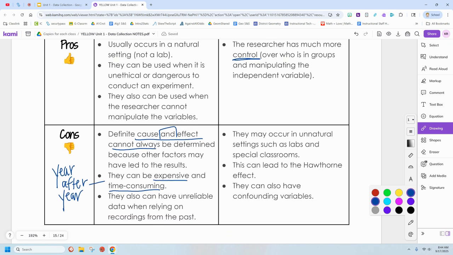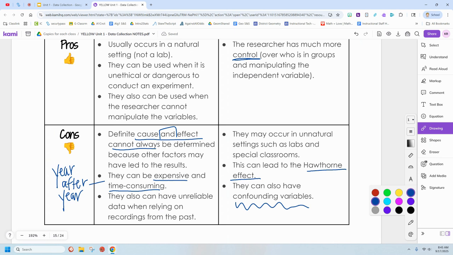They might occur in unnatural settings as a lab or a special classroom. Maybe with the one-way mirror, right? We're observing what's going on in the other room when different stimuli is happening. This can lead to what's called the Hawthorne effect. So I'm going to show you that video in one moment. They can also have those confounding variables like, oh, you get a chair, but you don't. Okay, and that was kind of an arbitrary experiment, but it is a confounding variable.